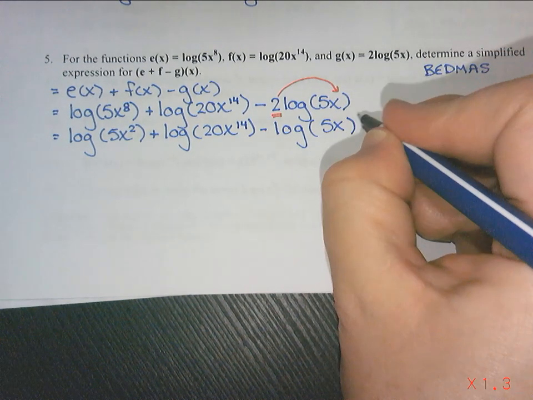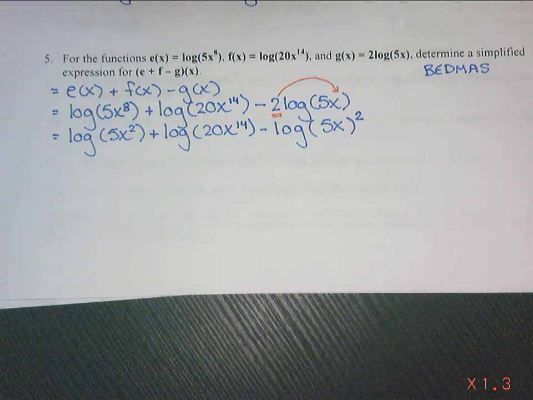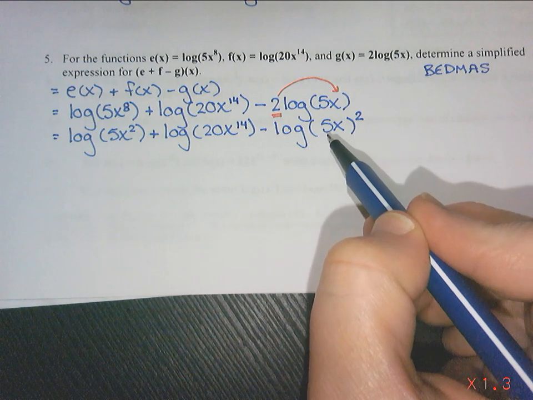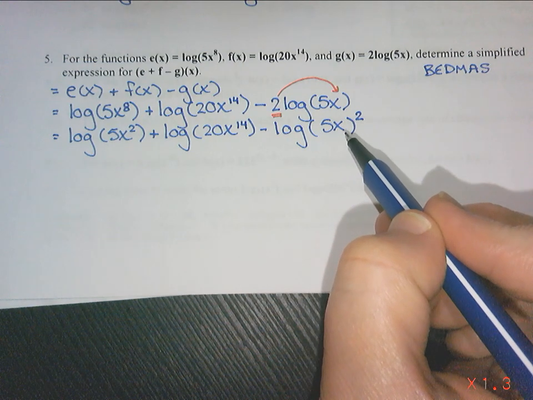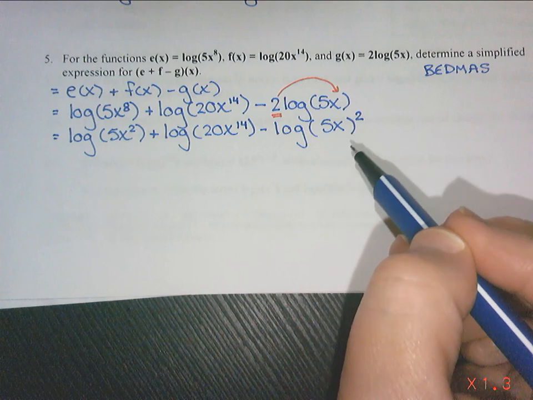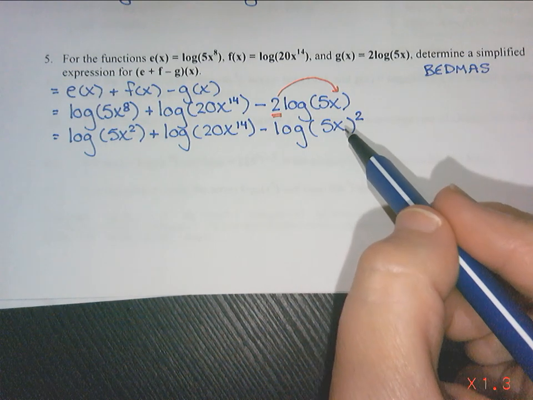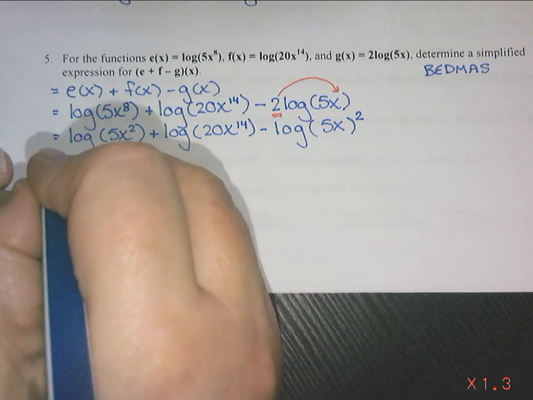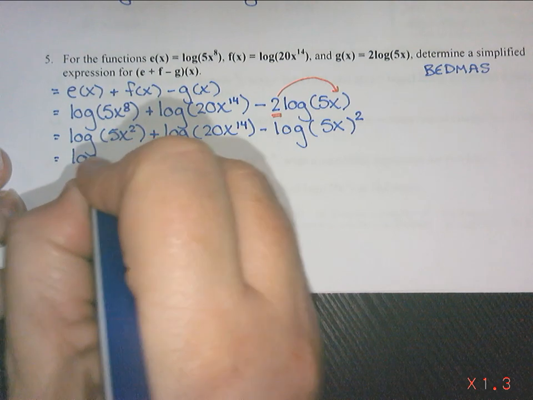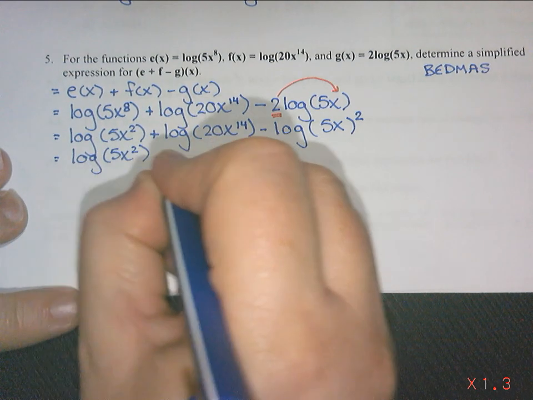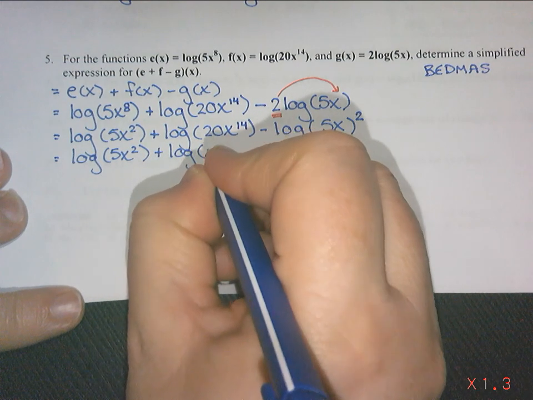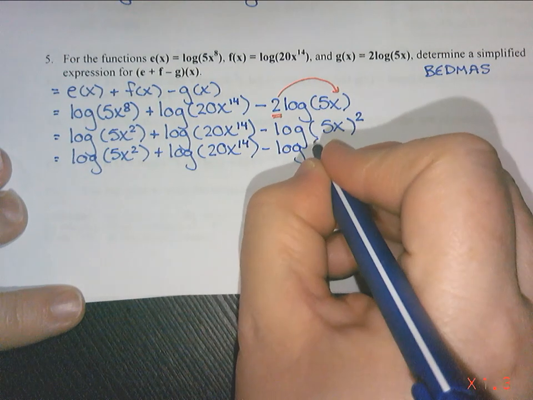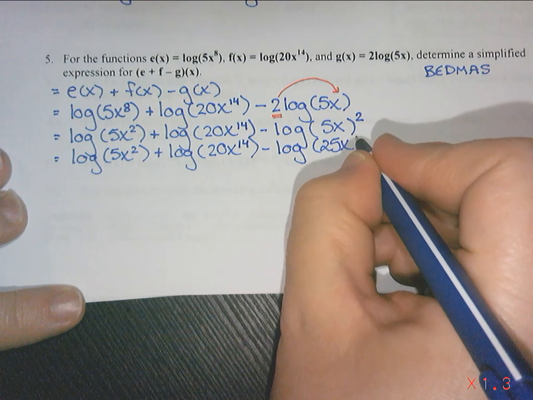It's not just the x that gets squared, it is the 5 and the x together that get squared. So I would say that the whole argument is squared, meaning we are going to square the 5 and square the x. This is just a monomial, it's one term. I don't have to use FOIL or anything to multiply it out. This is just 5x times 5x, or 25x squared if I square the 5 and the x. So I have log of 5x squared plus log of 20x to the 14 minus log of 25x squared.